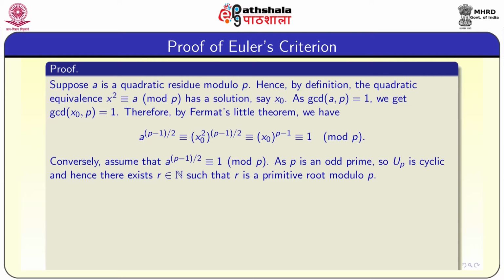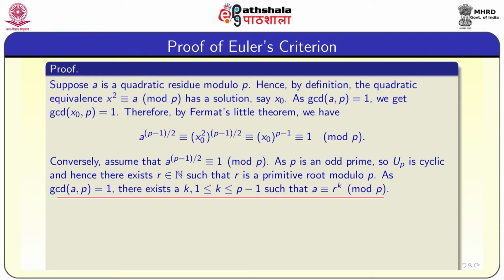For that, we are going to use the fact that if p is an odd prime, then U_p is cyclic. As you recall, U_p is the set of all integers less than p which are relatively prime to p, that is, the group of units in Z_p. We know that U_p is cyclic, hence there exists an r belonging to N such that r is a primitive root modulo p. Now, since GCD of a, p equals 1, there exists a k such that a equals r^k modulo p.